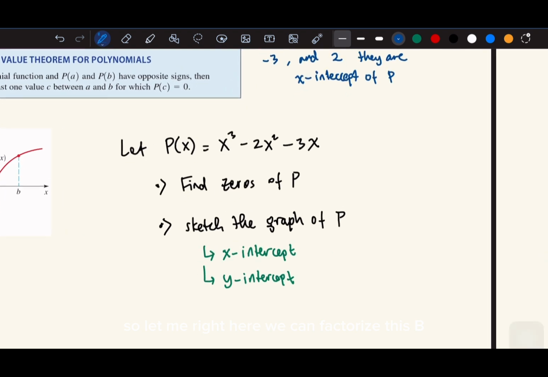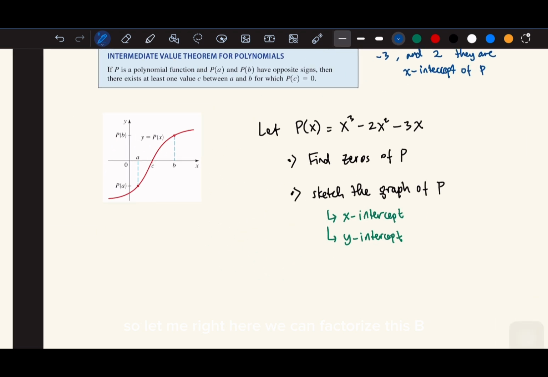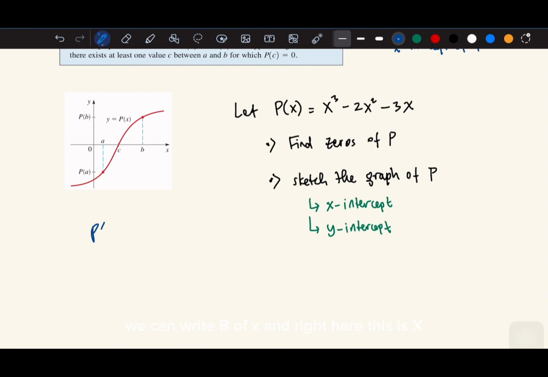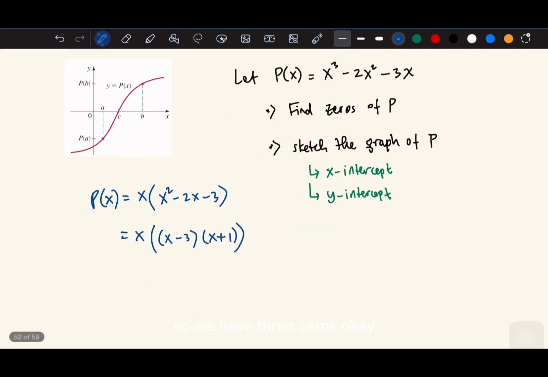So let me write here. We can factorize this p. We can write p of x equals x times, factoring out x, x squared minus 2x minus 3. And I think we can factorize this, right? So x, 3 and 1, negative 3 and plus 1. Okay. So we have 3 zeros. So x equals 0, x equals 3, x equals negative 1.